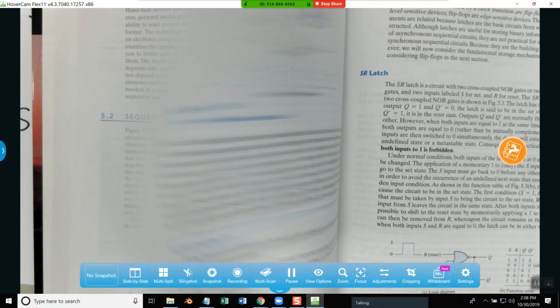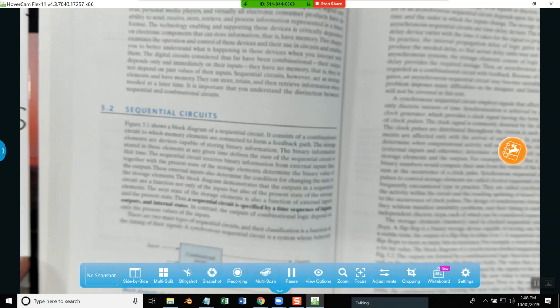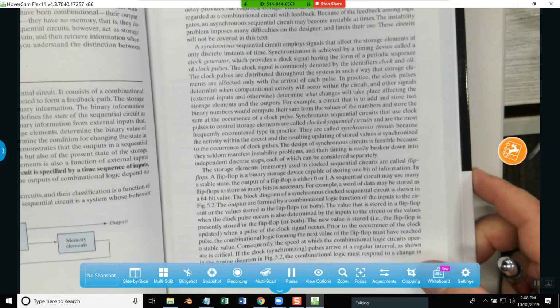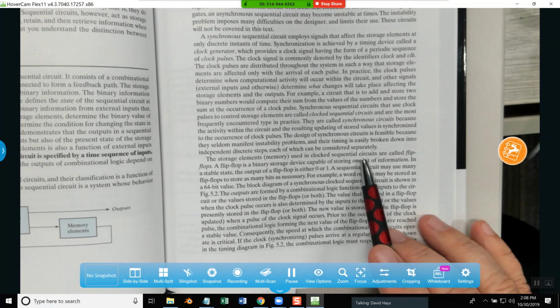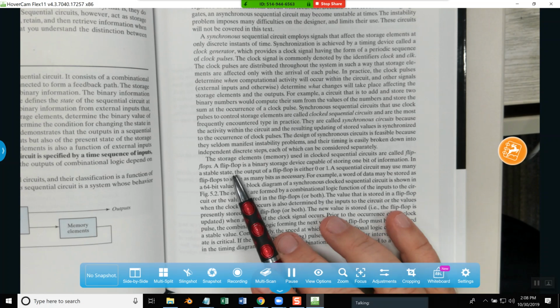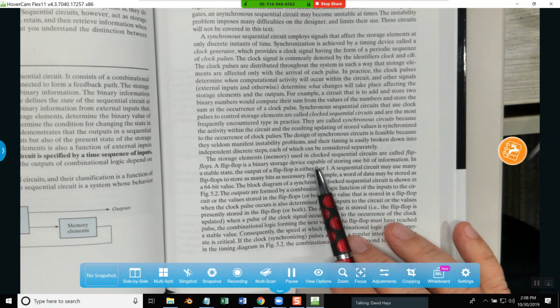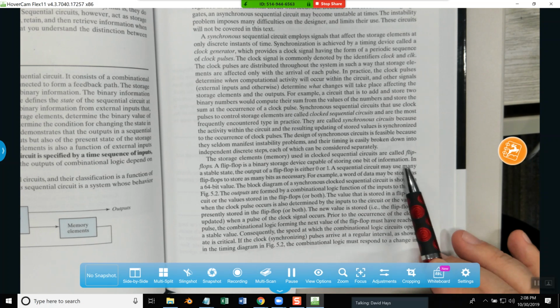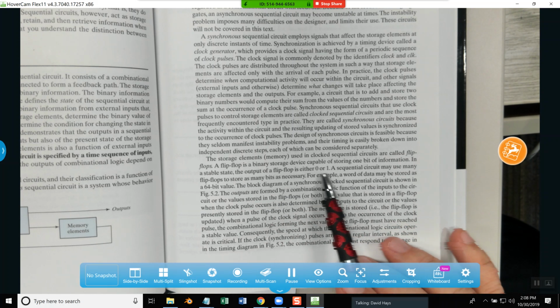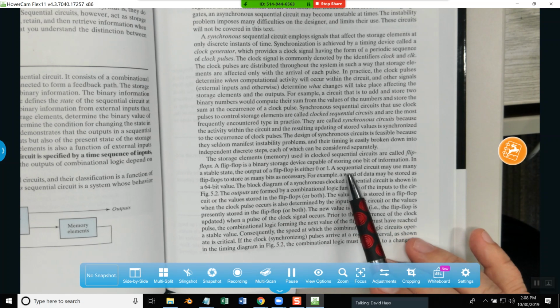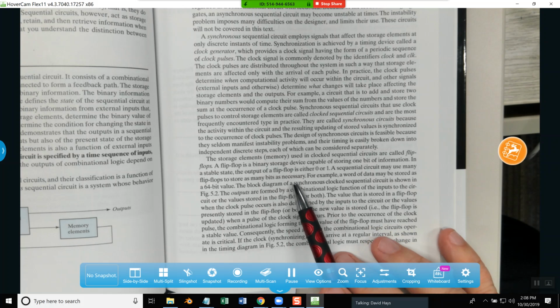Where's the talk about flip-flop? There it is. The storage elements, memory, used in clock sequential circuits are called flip-flops. A flip-flop is a binary storage device capable of storing one bit of information. In a stable state, the output of a flip-flop is either 0 or 1. A sequential circuit may use many flip-flops to store as many bits as necessary. For example, a word of data may be stored in a 64-bit value.